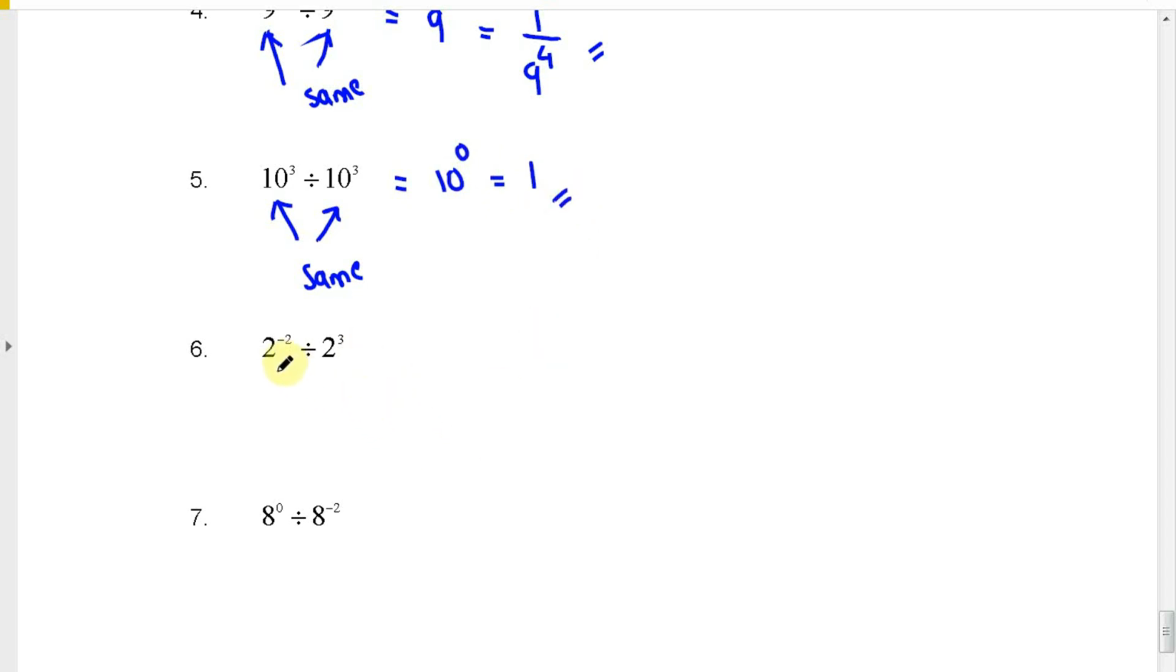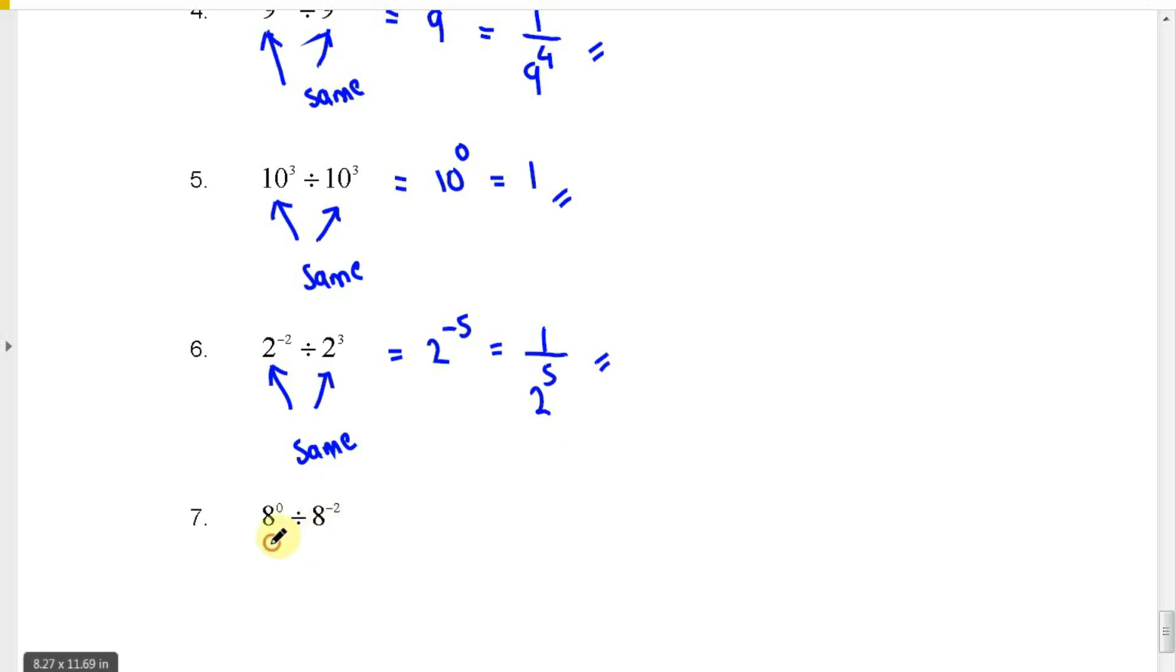Let's check the next one. Base 2 here, base 2 here. The bases are the same. And we're dividing. Let's subtract powers. Minus 2 minus 3 is minus 5. And I've got a negative power. Let's go one more stage. That's the same as 1 over 2 to the power minus 5 becomes a plus 5.